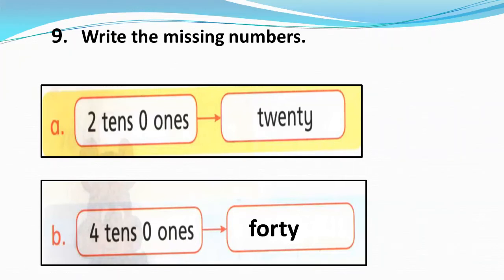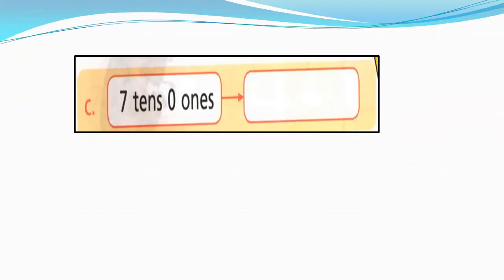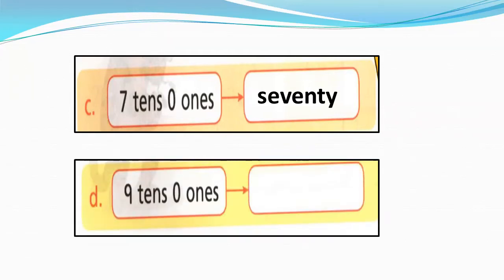Now there is 7 tens, 0 ones. 7 tens, 0 ones makes 70. Then we have 9 tens, 0 ones. 9 tens, 0 ones makes 90. So here we will write 90.